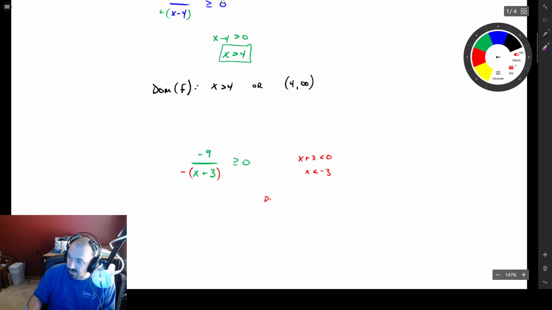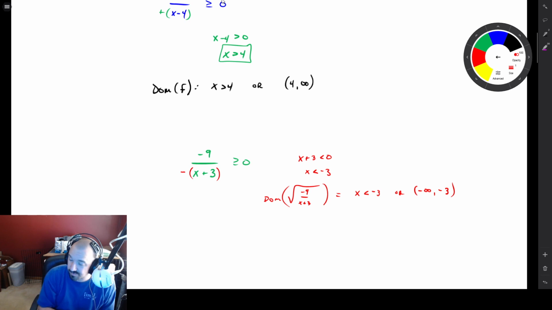In this case, the domain, if we threw this under the root, and this is the square root or a fourth root or a sixth root, an even root. If it's odd, it doesn't make any difference. You just have all real numbers, with the exception that this can't be 0. So watch out for that. But the domain of this would then be x is less than negative 3, or in interval notation, going from negative infinity to negative 3. And you cannot count negative 3 because it would create a 0 issue.